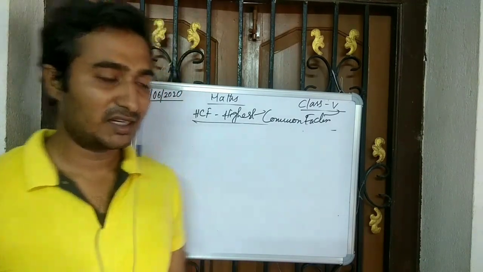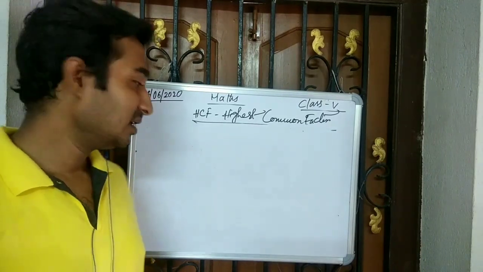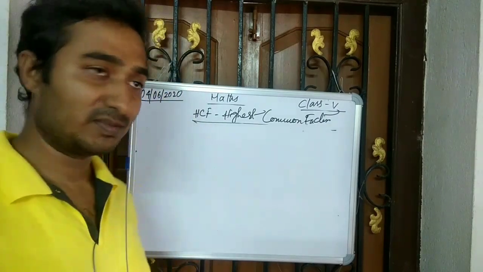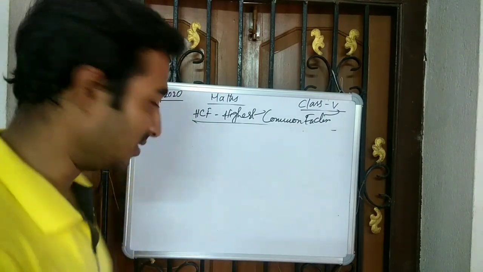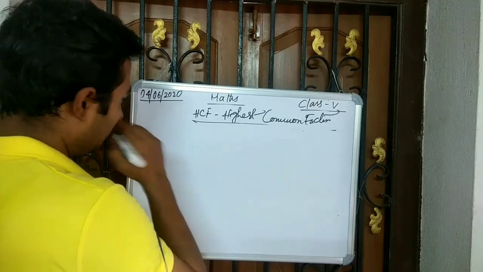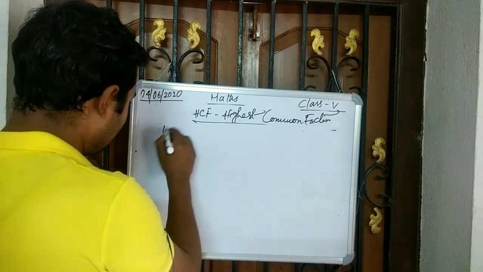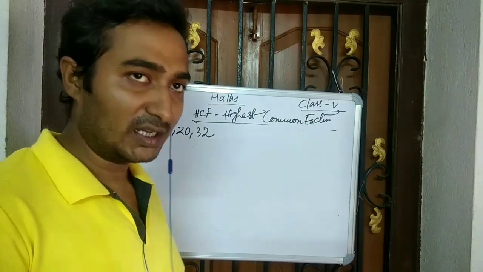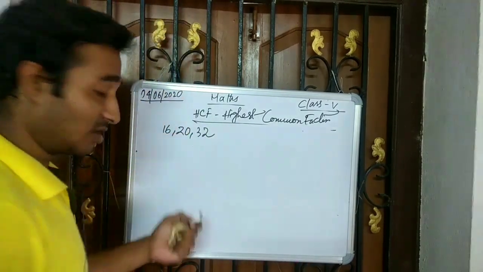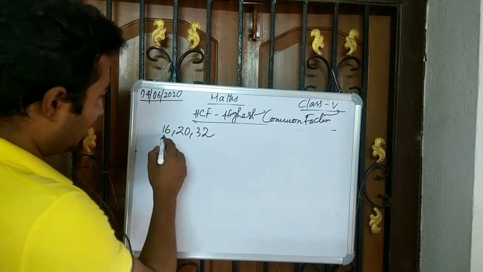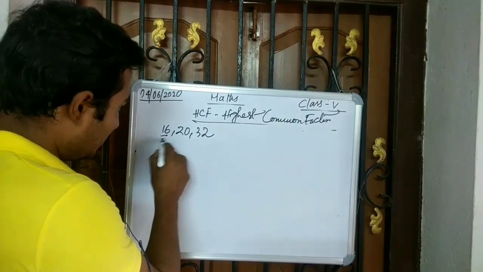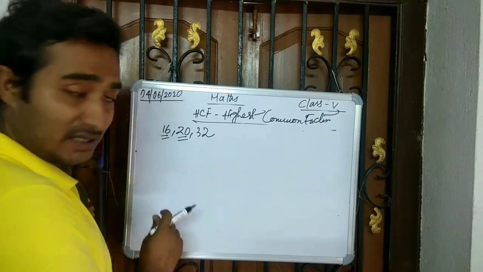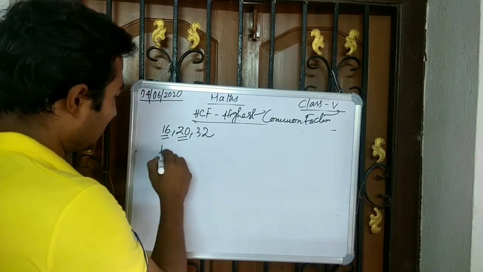Means if we have three numbers of three digits, and we have to find the HCF, this process is very helpful. Like if we have the same numbers, 16, 20 and 32, how do we do the continuous long division method? In the long division method, we have to choose the smallest number and the second largest number. So the second largest number is this. We have to continue the division.